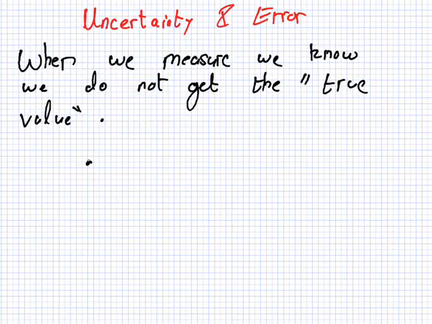So we know we don't get the true value, and we deal with two big problems in this. The first one is called the problem of accuracy.